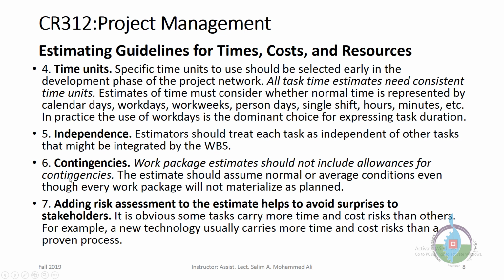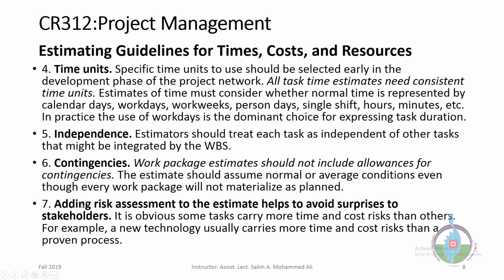Number 6 is contingencies. Contingencies means based on condition. Work package estimates should not include allowances for contingencies. You should not follow conditions to do this work package. The estimate should assume normal or average conditions, even though every work package will not materialize as planned. Sometimes in the middle of the project, some changes or conditions may change. But when you're doing estimates, you will consider normal. Again, normal conditions or average conditions.